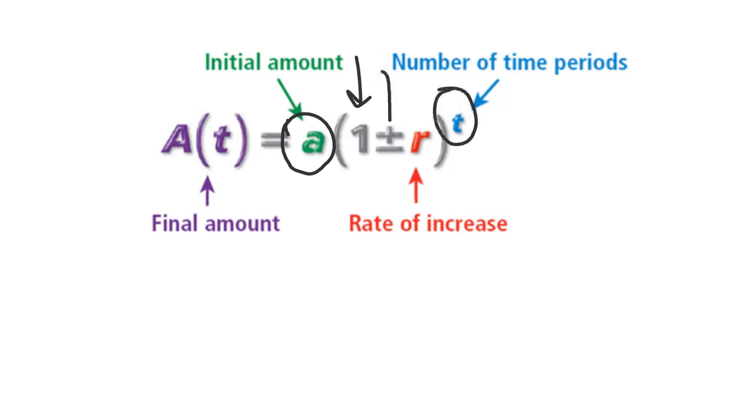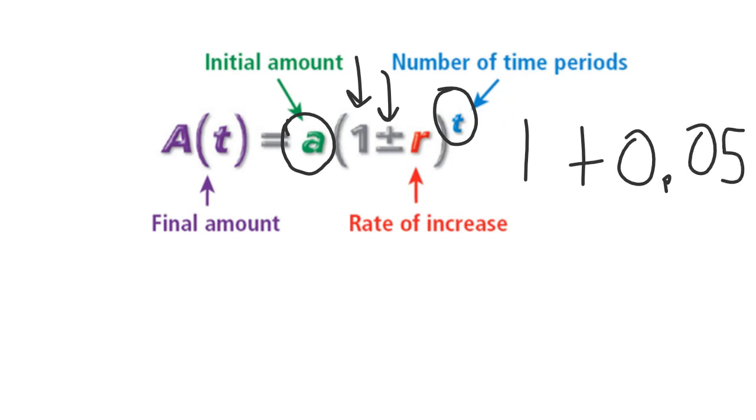This plus or minus is very important. It tells you the difference between exponential growth and exponential decay. If I say that something is increasing at a 5% rate of increase, we're going to use a plus sign, so it'll be 1 plus 0.05, because that's what 5% is.